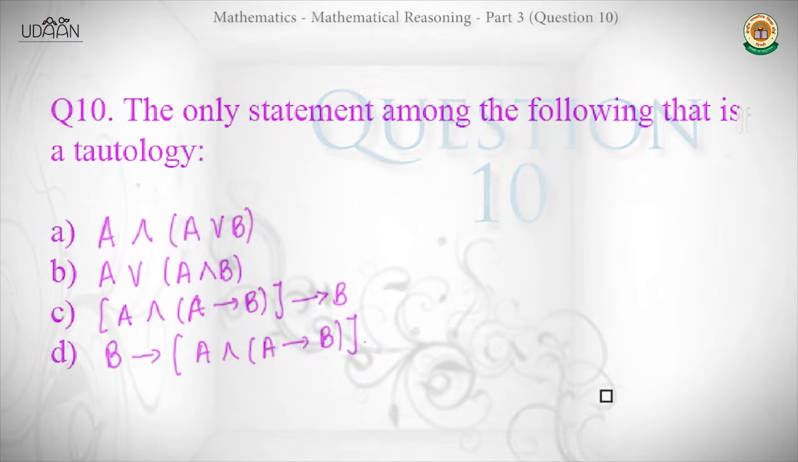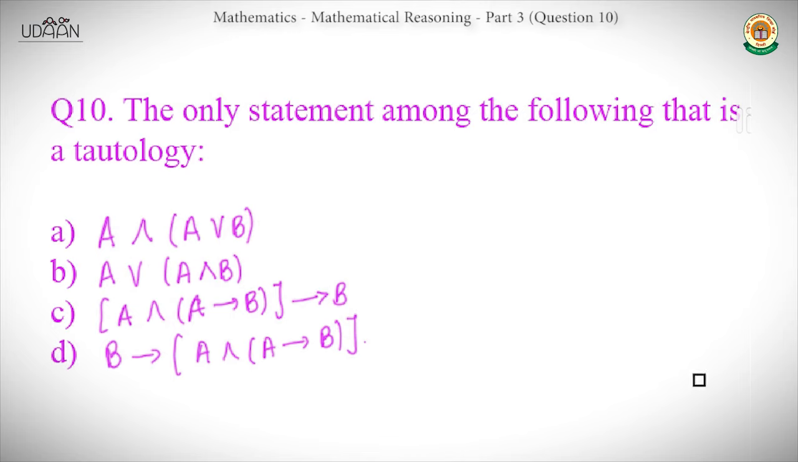This is something which has appeared in JEE question papers in the past. It says: the only statement among the following that is a tautology is what? Once again, when you have such a question, you have to start with what you think is the most likely answer and then move on checking the validity of each of them. Tautology means the statement must be always true for any value, whether A is true or false.